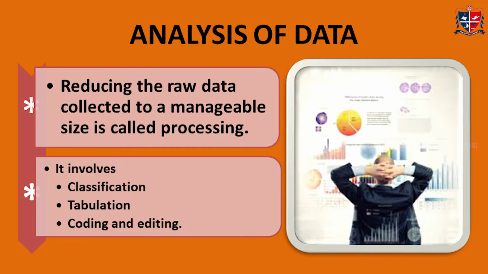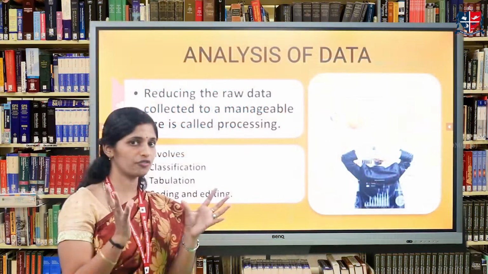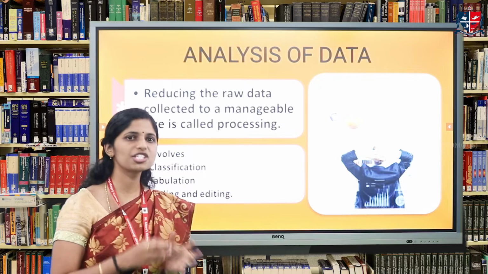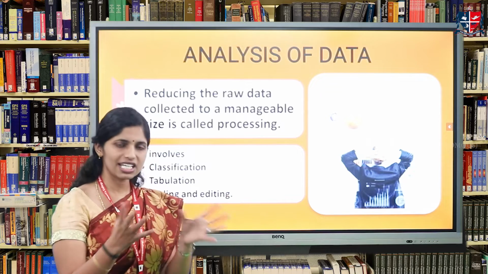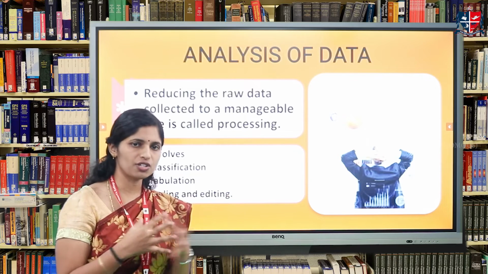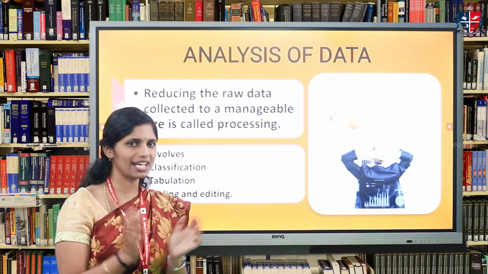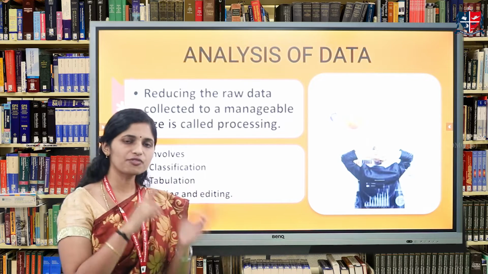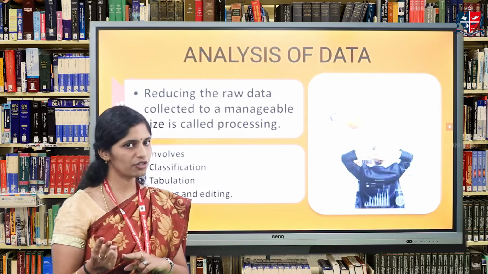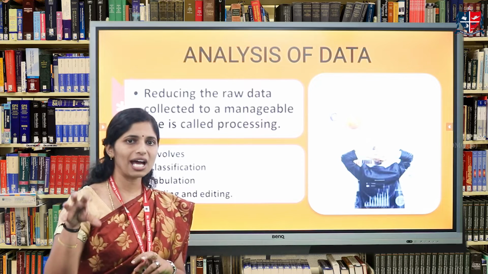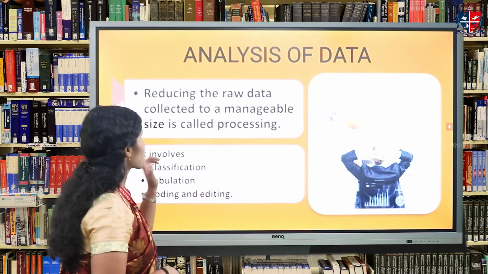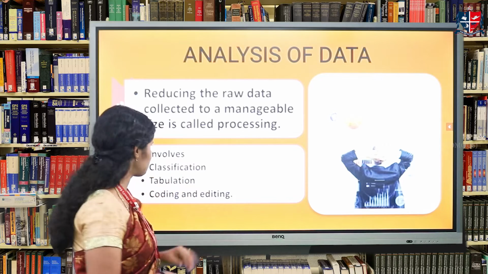The next step is analysis of data. This is a step in which we convert the raw data, the bulky lot of data, into a manageable unit which is more meaningful. The data which we collect from the population or sample is very, very huge and it will not have adequate meaning in itself. So we have to convert that into meaningful terms, in a manageable unit or size. That process is known as analysis of data.